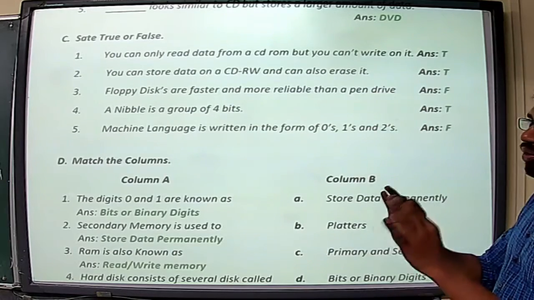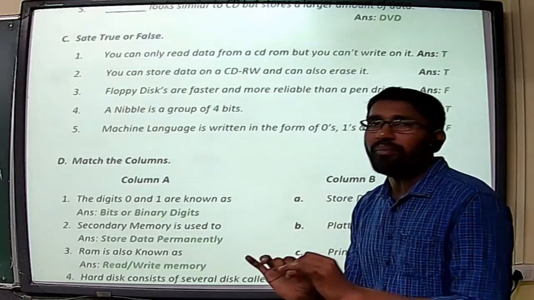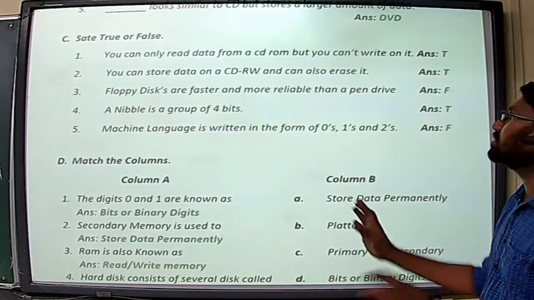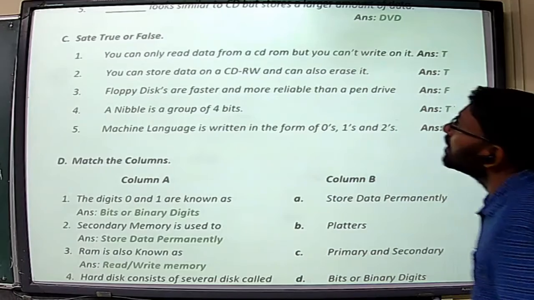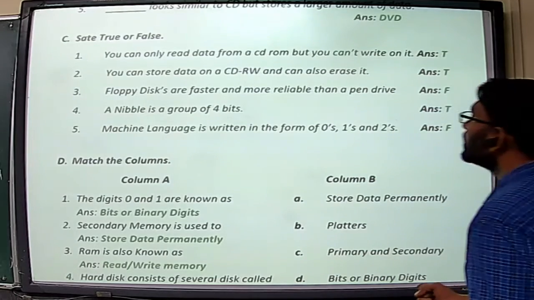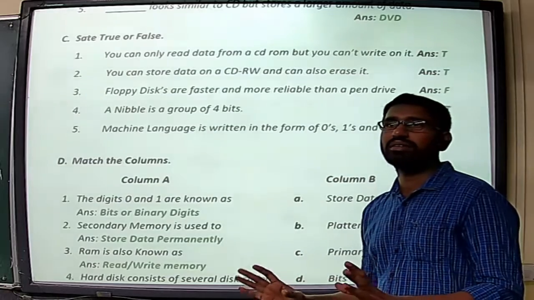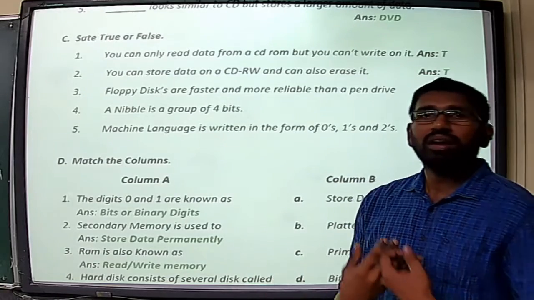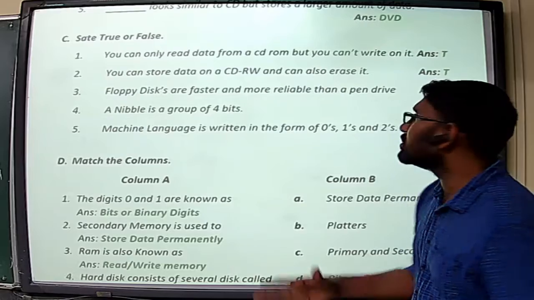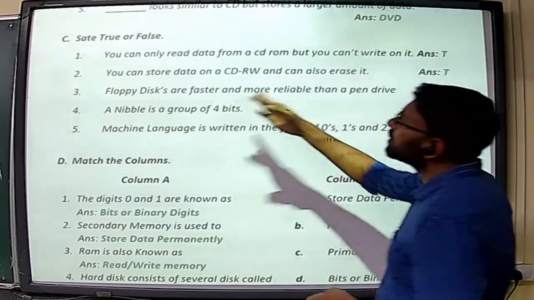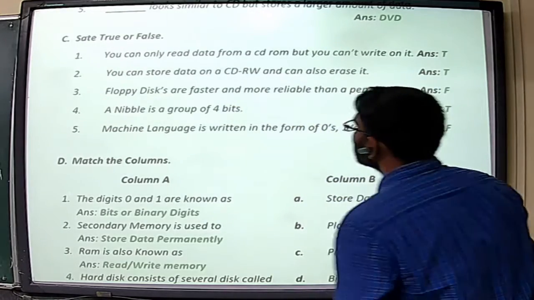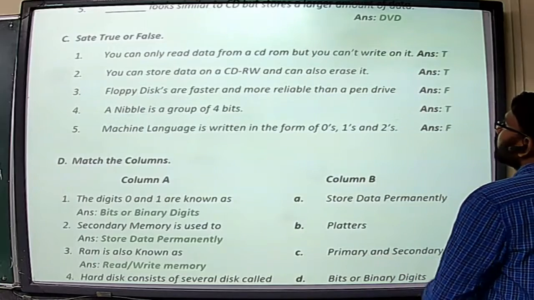CD-ROM, which means ROM, we already know. It's a permanent memory which we cannot write. So the answer is true. Then you can store data on a CD-RW and you can also erase, rewritable, is it? Which means we can use it again and again, is it? Rewritable.